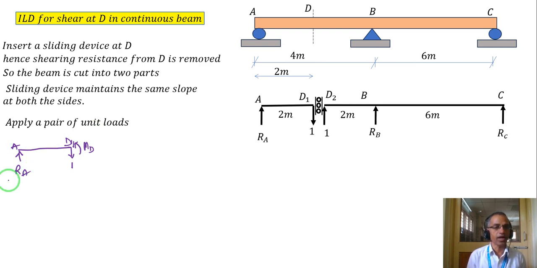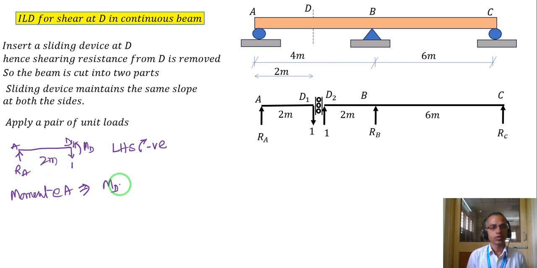So taking moment at A, I am going towards the left hand side, so LHS clockwise negative, and MD is anti-clockwise positive. So MD, this 1 into length of this beam which is 2 meter, that will give you clockwise, so minus 1 into 2 plus MD is equal to 0. So MD is 2 units.